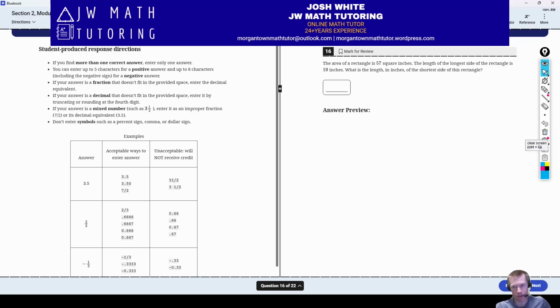Next up, question number 16. So, you're told the area of a rectangle is 57 square inches. The length of the longest side is 19. What's the length of the other side? So we know that the area is just equal to length times width. So it doesn't matter which of these you technically designate as the length or the width. The point is, one of them is 19. The other one is some other number. Therefore, divide by 19 here, let's just say it's the width, is going to be 3. So the shorter side of this rectangle has a length of 3 inches, and that's it. That's what we would type in.